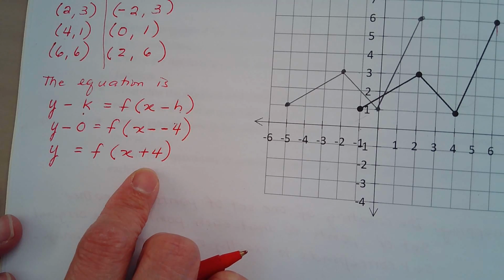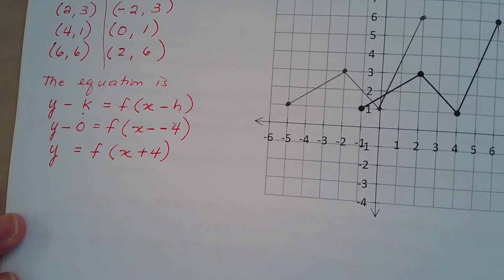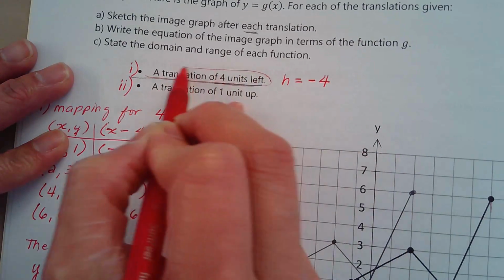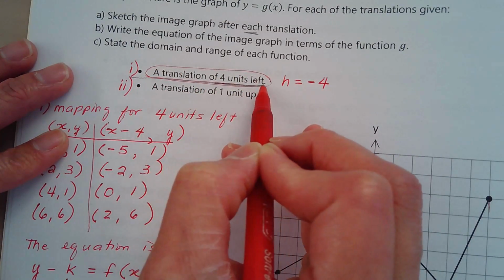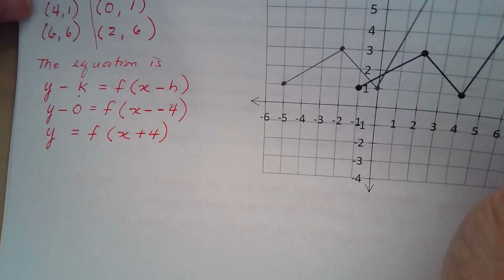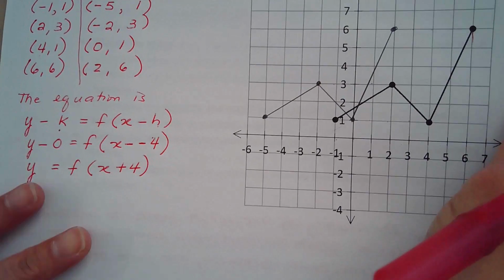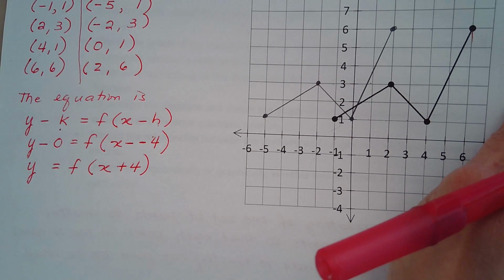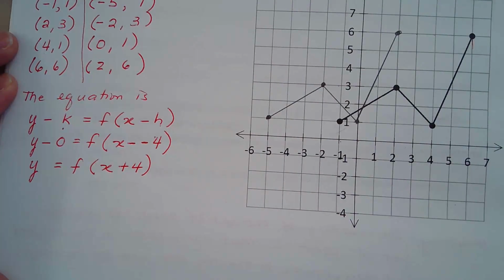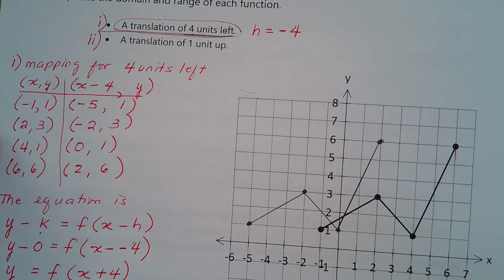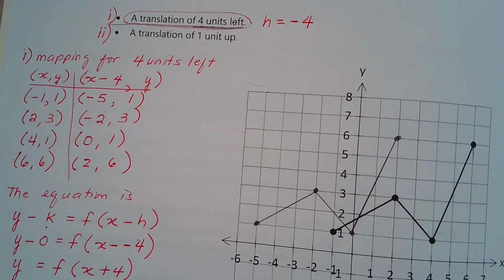Oh, why is that value 0? Because this is the only thing that we're doing right now: a translation of 4 units to the left. So there's no change on the y. K is the vertical. I'll talk about that when we get there. Okay. Is that okay? So far, so good? Okay. Baby steps.